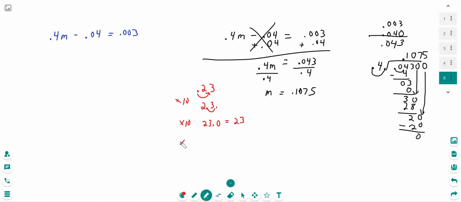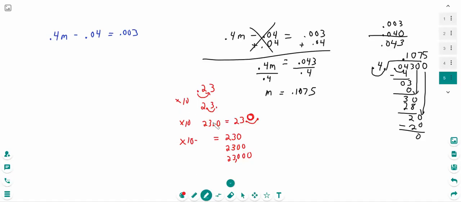If I were to multiply it by another 10, what happens? Well, this 23 has an invisible decimal right here, right? And if I move that decimal over one position, well, that means I have to fill that position with a 0, so I end up with 230. So if I multiply this by 10 again, I'm going to get 230. And if I multiply it by 10 again, I'm going to get 2,300. And as I multiply these by 10s, all I'm doing is moving that decimal place one position further down and thus adding a 0 to the end of the number, right? So that's what happens when we multiply things by 10, all right?